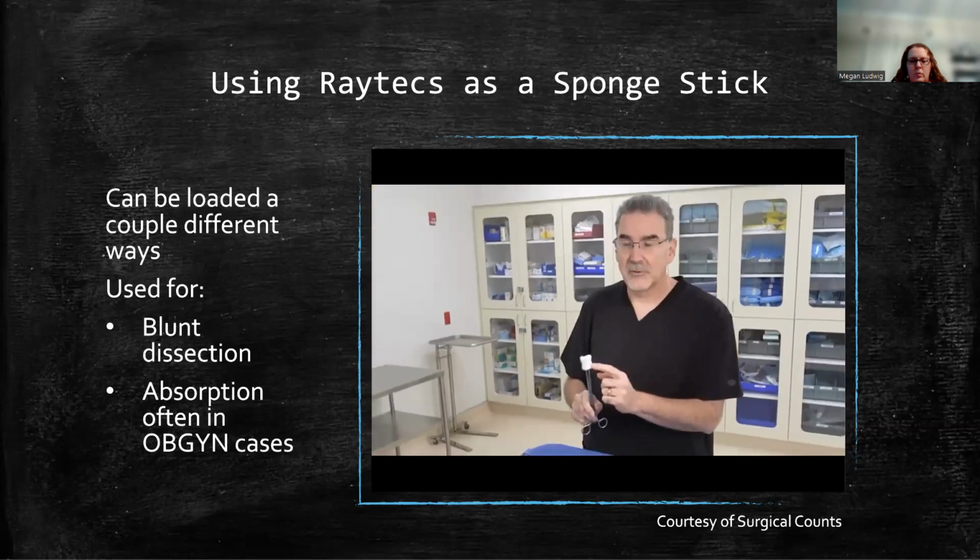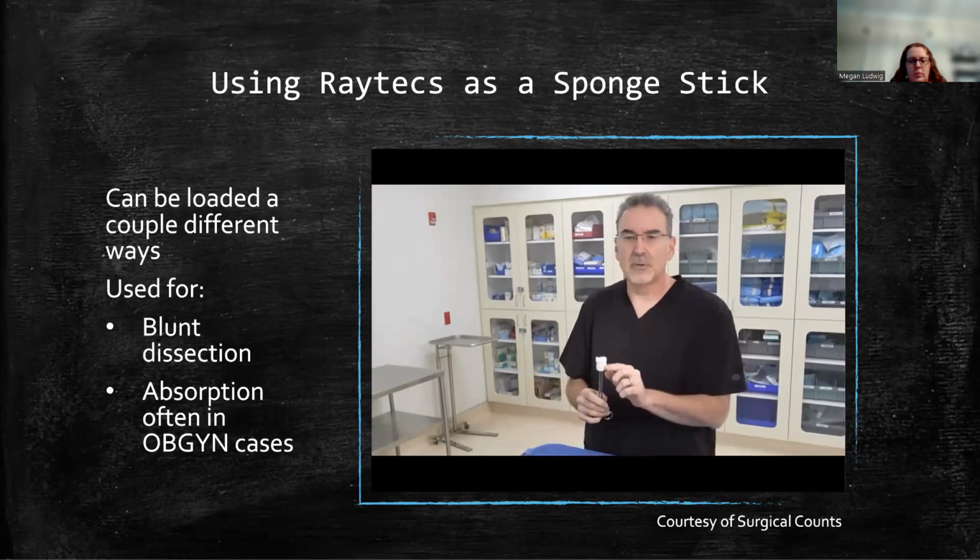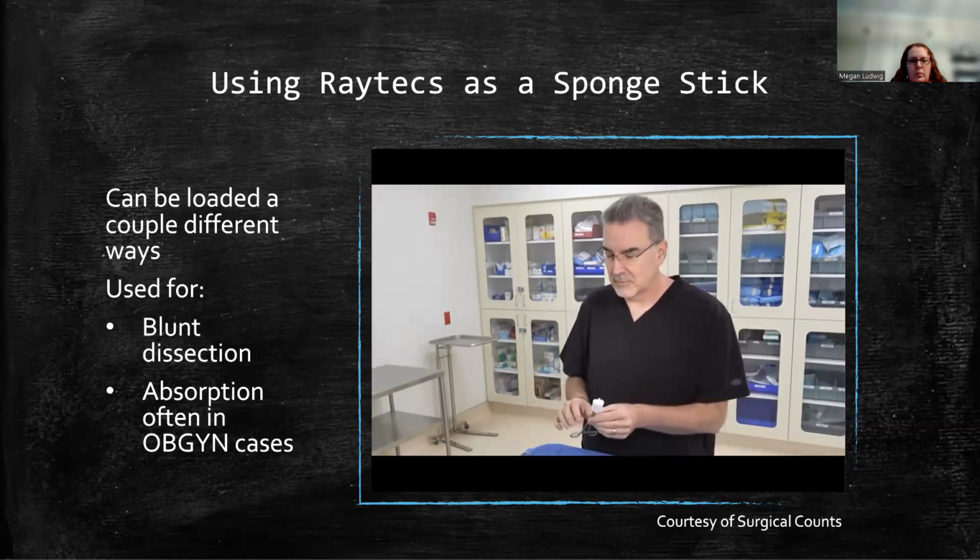Why do we want the blue stripe showing? Because we want it to be obvious to everybody in the room that this is indeed a Raytex, which is allowed to be used inside the body. It's not a 4x4. So having that blue stripe visible to everybody makes it clear that this is indeed a Raytex and we're allowed to use it.